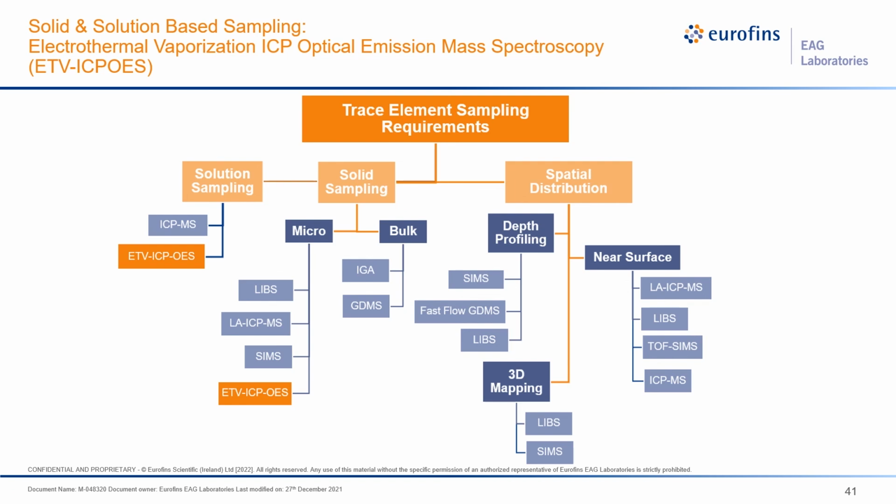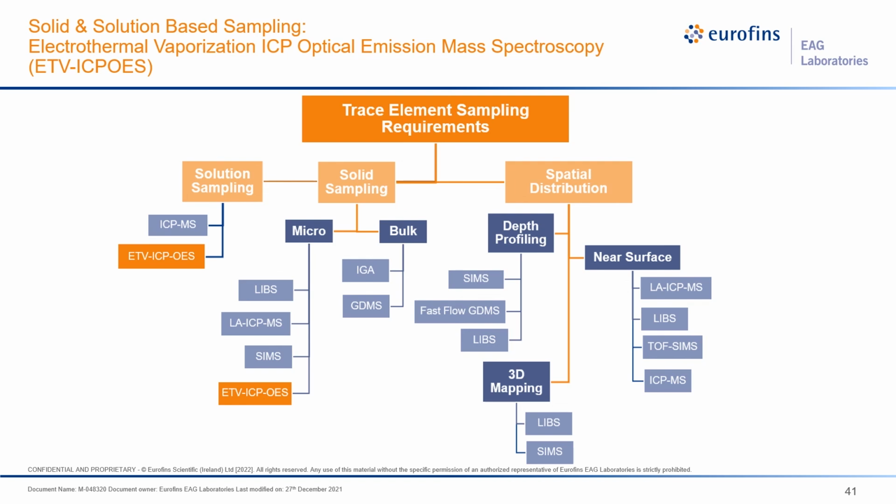Effectively, this solid sampling technique uses electrothermal vaporization of a small quantity of sample, which is then transported to a high temperature plasma similar to ICP-MS, where it is ionized and its elemental constituents measured by their emitted light using a sensitive optical emission spectrometer. This technique offers exceptionally high sensitivity and enables rapid chemical analysis.